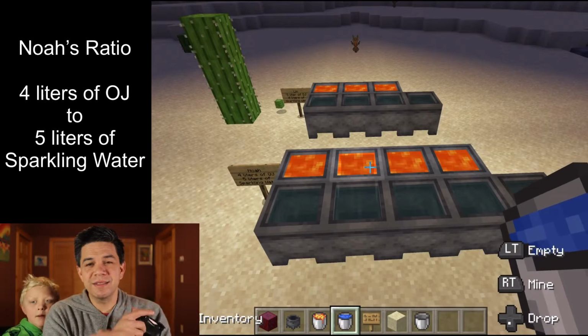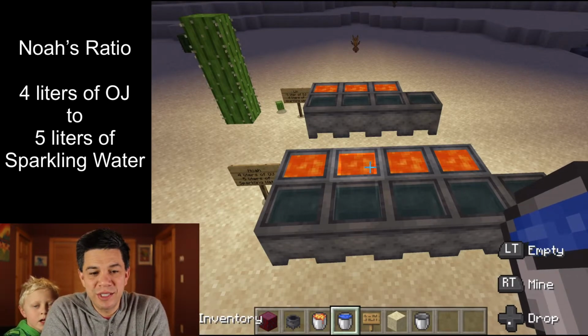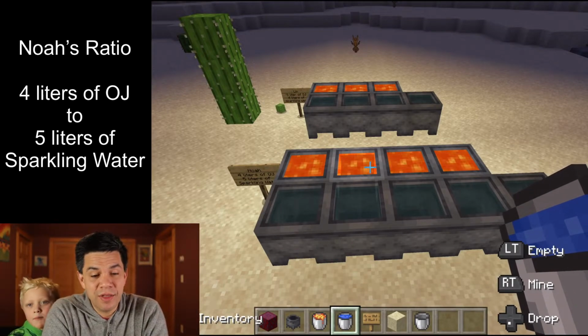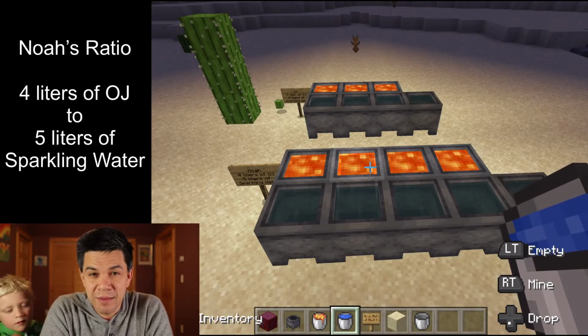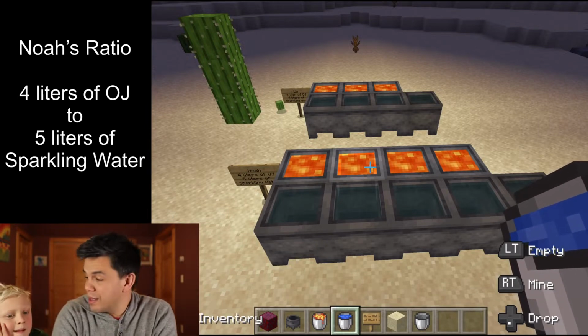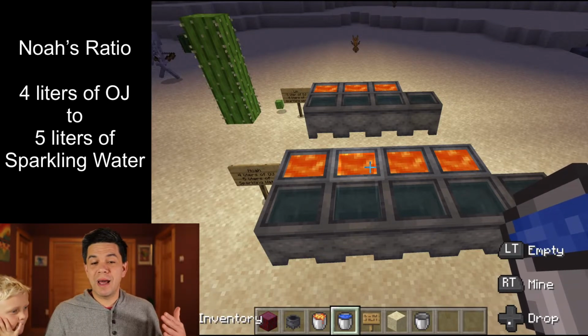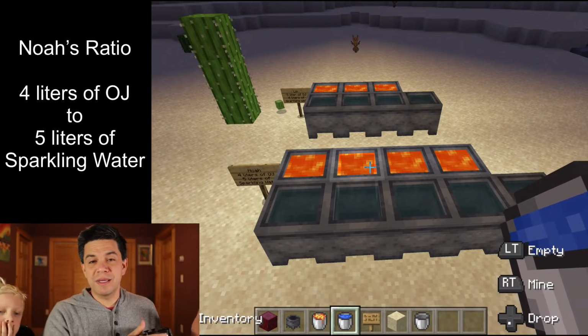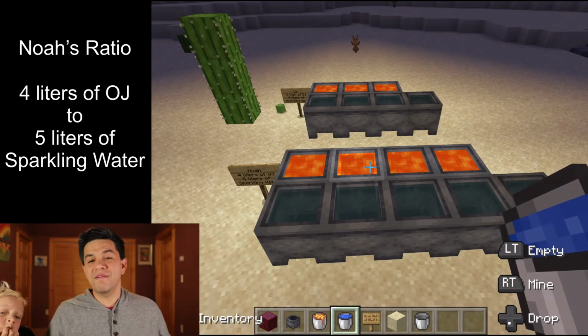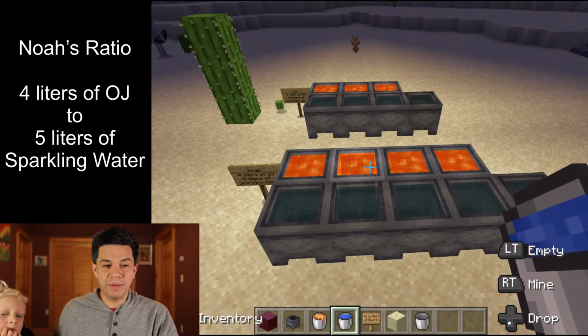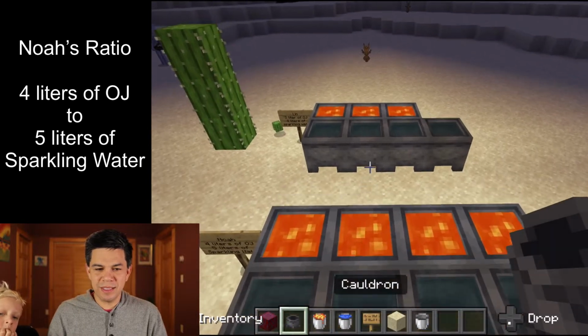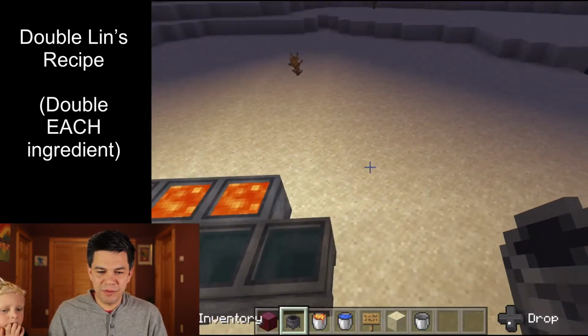So our task is to compare these 2 ratios, and they might be the same. And if they are the same, they're going to taste the same. And if they're not equivalent, then they're going to taste different. And then we can compare whether Lynn or Noah's recipe is more juicy or more watery. All right, so let's double Lynn's recipe over here.